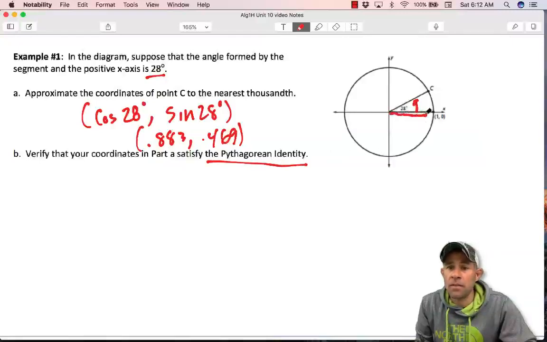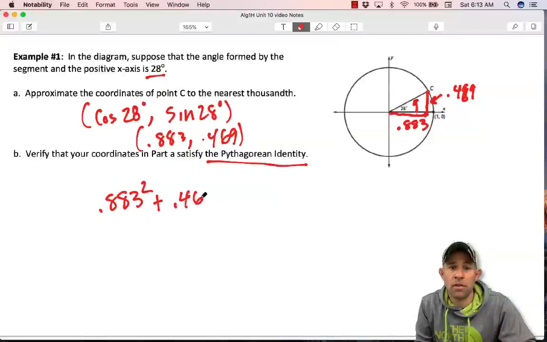All right, now it says verify that your coordinates in part A satisfy the Pythagorean identity theorem. So again, remember the x leg of this right triangle, if I form this right triangle, should be my 0.883, and my y, or my other leg of that right triangle, should be 0.469. So we're just going to follow that along. Cosine theta squared is 0.883 squared, plus sine theta squared is my 0.469 squared. And we should verify that that is equal to 1.